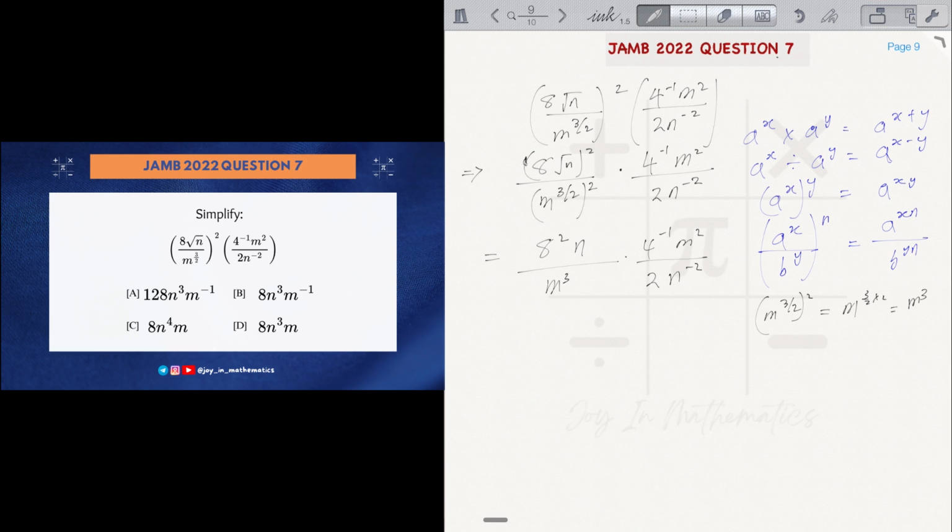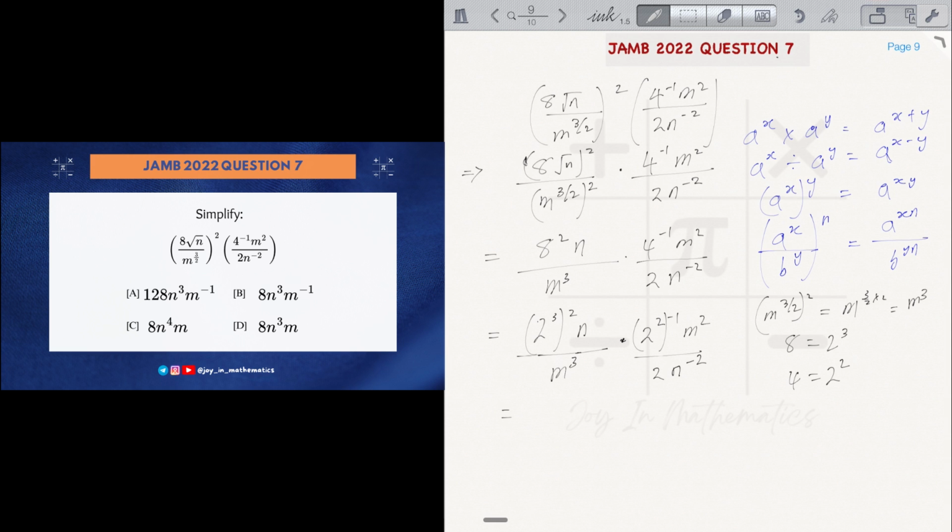So in that case now, we want to simplify everything in terms of 2. So 8 is equal to 2 raised to the power 3, 4 is equal to 2 raised to the power 2. Let's make that substitution. 2 raised to the power 3 all squared, n, m raised to the power of 3. And wherever we see 4, we put 2 raised to the power of 2, all raised to the power minus 1, m squared divided by 2 n raised to the power minus 2.